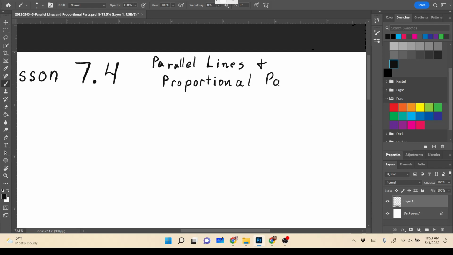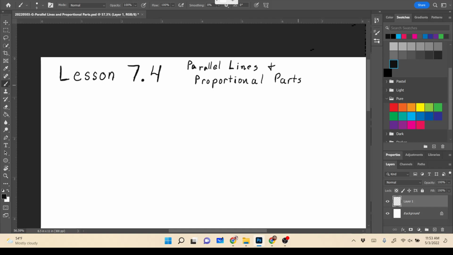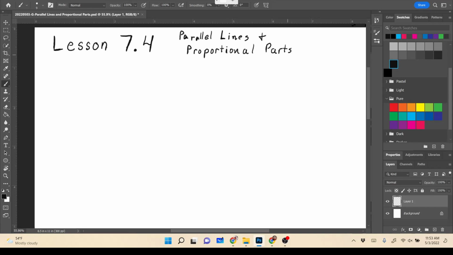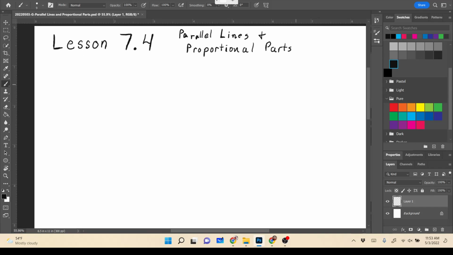Like this rectangle table right here. But can you prove it's a rectangle? And that's exactly why. Exactly. Parallel lines and proportional parts.